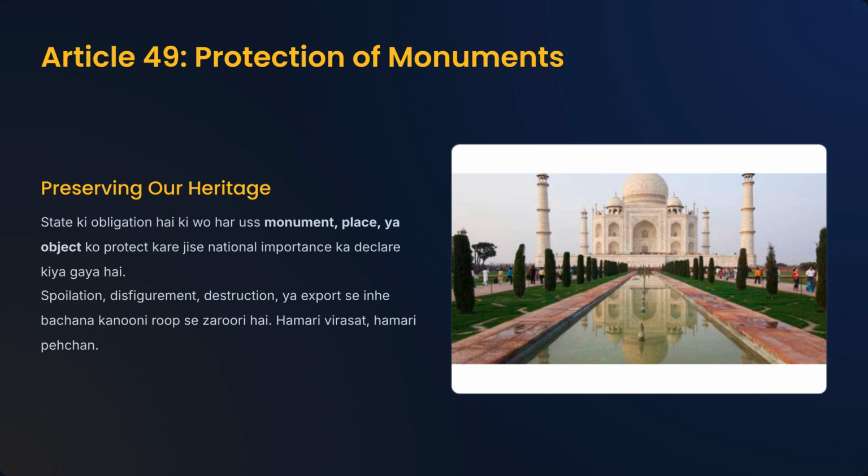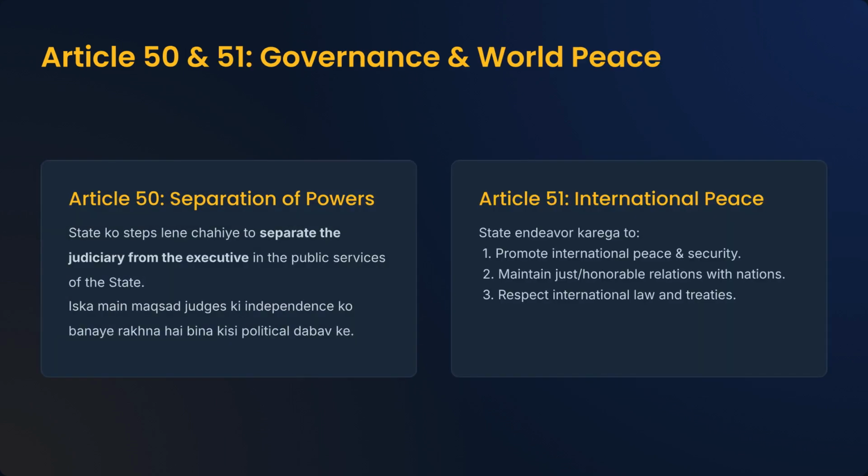Article 49 is the protection of monuments. The state is obligated to protect every monument, place, or object declared of national importance, from spoliation, disfigurement, destruction, or export. Finally, Articles 50 and 51 cover governance and world peace.